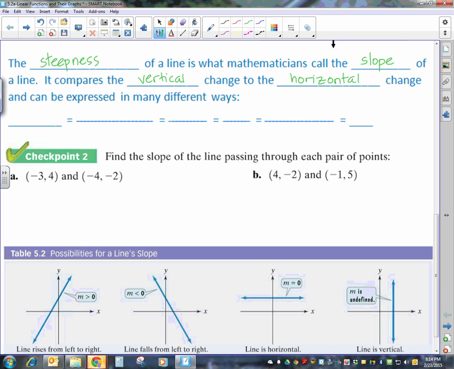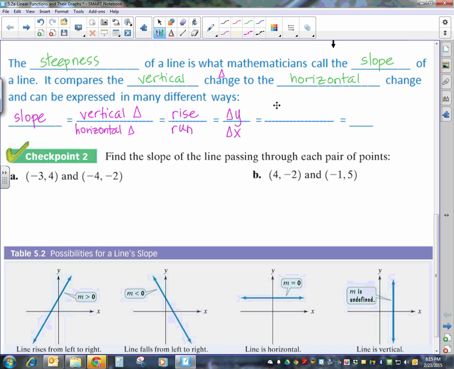So what you want to remember is that slope, as I just said, is the vertical change, and this symbol, Δ, is a symbol in math and science for change, over the horizontal change. You might also know vertical change as the rise, and horizontal change as the run. Sometimes we say that's the change in y over the change in x.